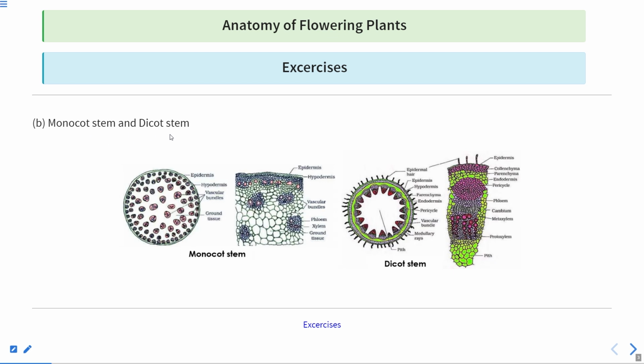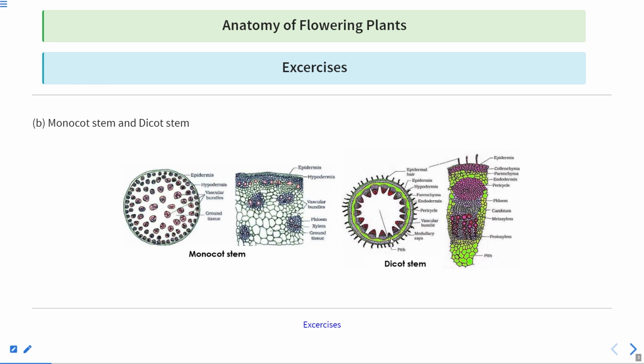Monocot stem and dicot stem. So here you can see the monocot stem. The monocot has vascular bundles scattered all over the cell, right? So there is an epidermis, there is a hypodermis, and just below the hypodermis there are scattered vascular bundles. This is a very unique type of structure you can see in the case of the monocot stem. There is no endodermis, there is no pericycle, and the vascular bundles are scattered.